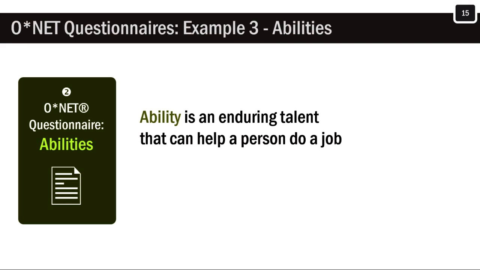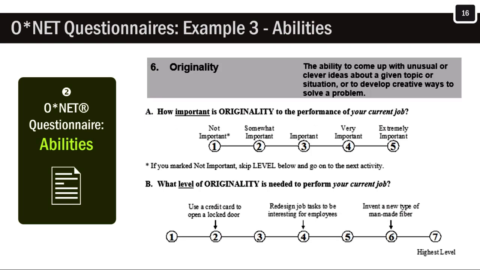Next, abilities. We've already had a peek at abilities when we talked about the ONET content model. More generally, ability is defined as an enduring talent that can help a person do their job. And here's one example of ability: originality. Originality is defined as the ability to come up with unusual or clever ideas about a given topic or situation, or to develop creative ways to solve a problem.